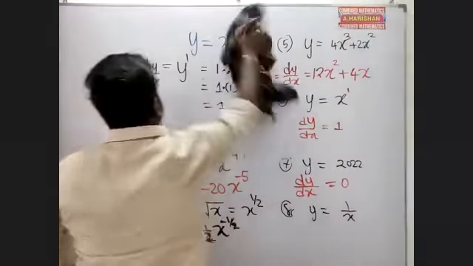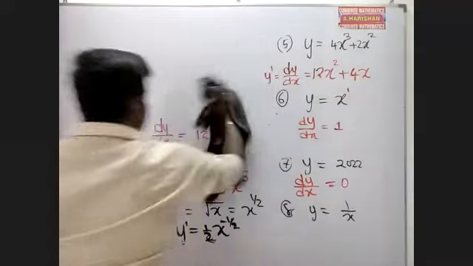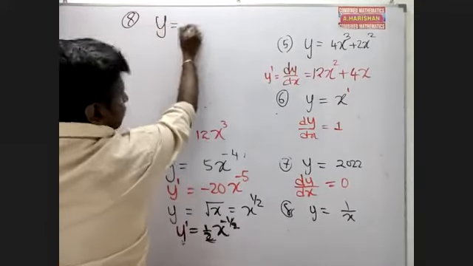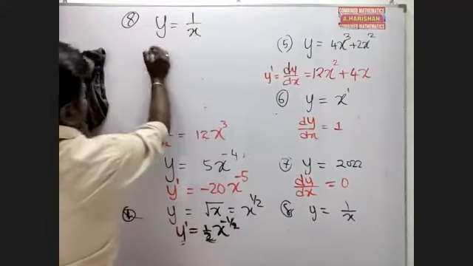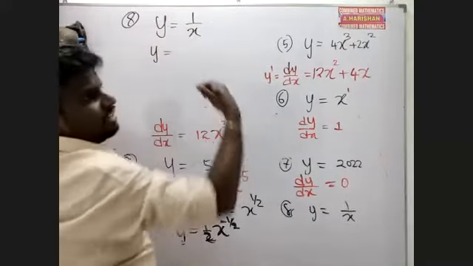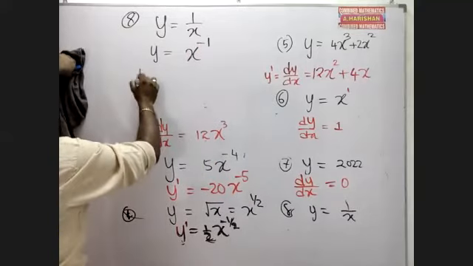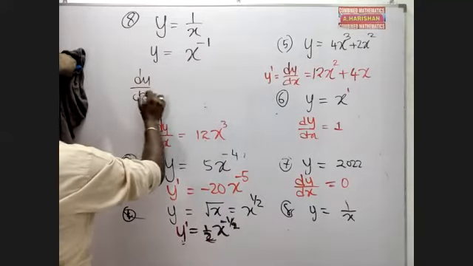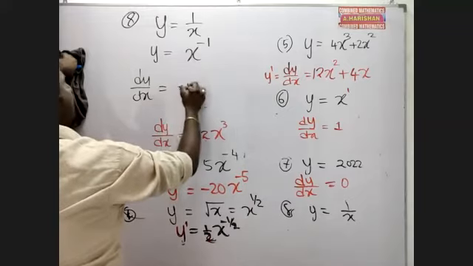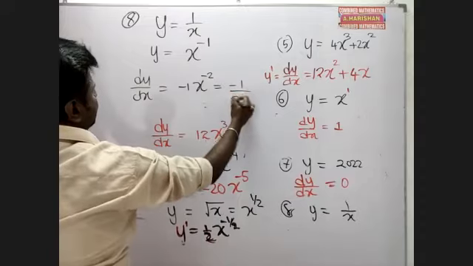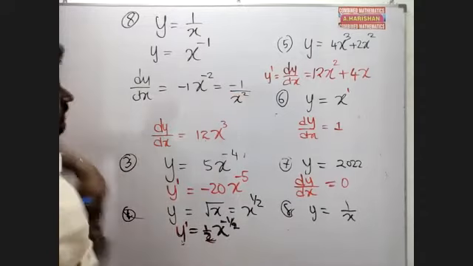So the eighth one I'm going to do here. Y equals 1 over x. Then immediately you have to make it to the power minus 1. Now dy by dx: bring the minus 1 down and subtract 1, minus 2. Later you can put minus 1 over x squared.